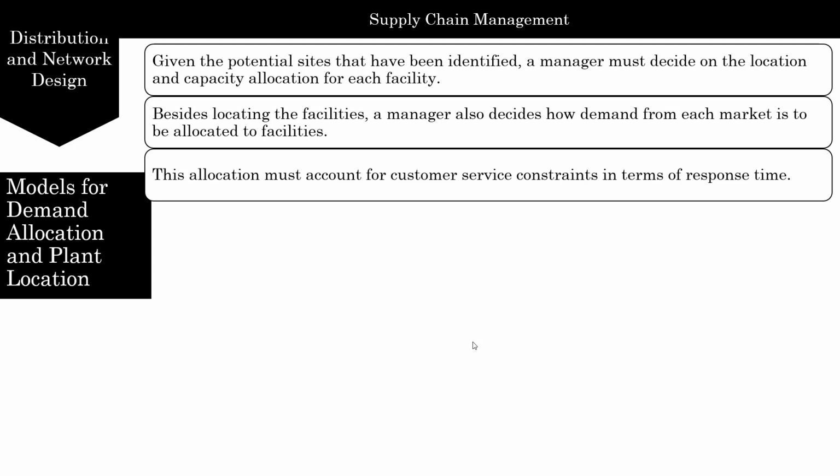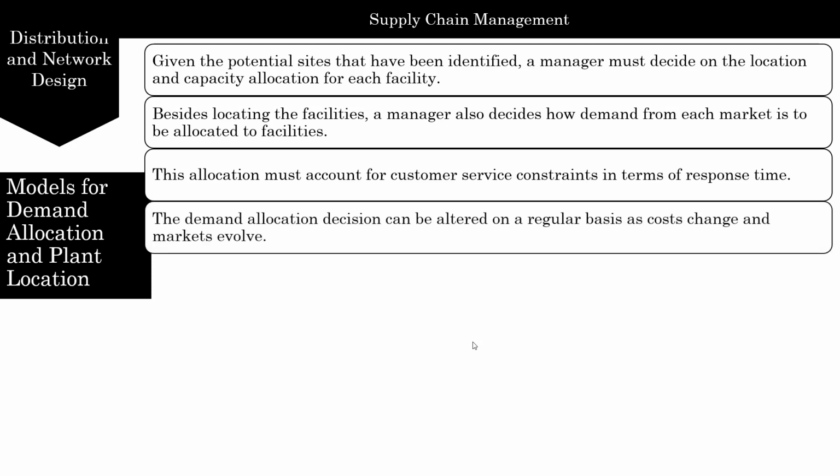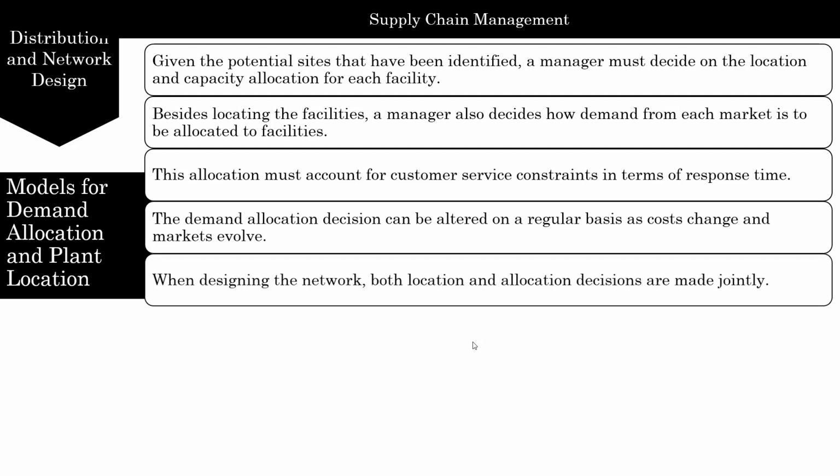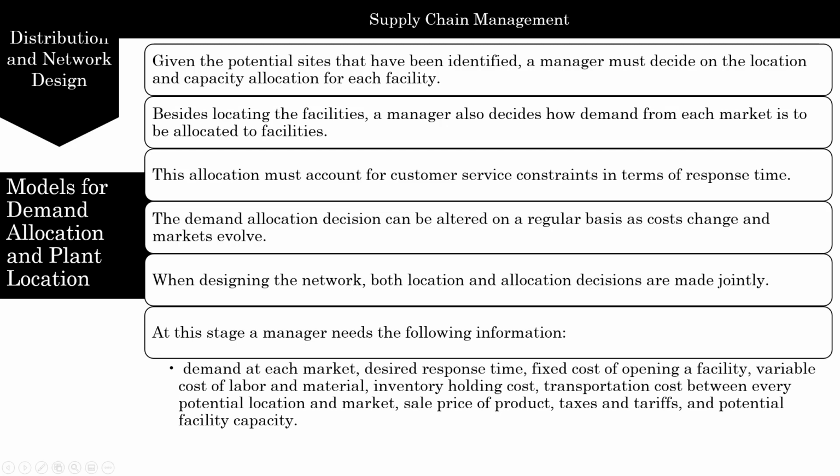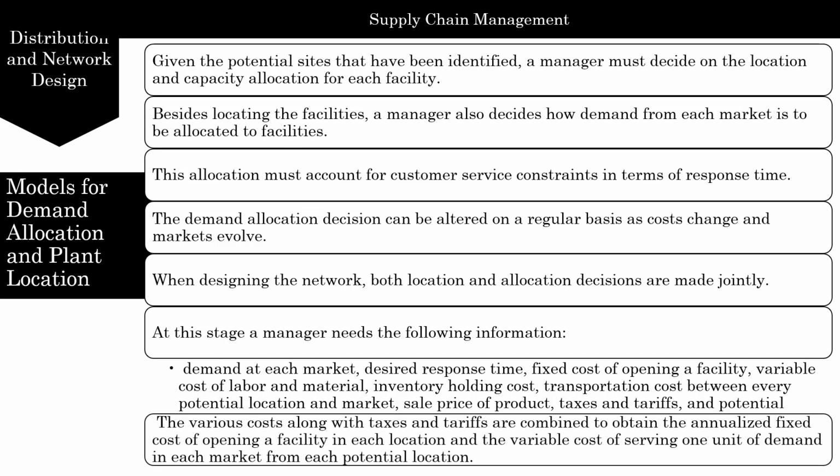Demand allocation decisions can be altered on a regular basis as cost changes and the market evolves. Now remember, setting up the facility site takes a lot of time, but demand allocation can be changed. When designing the network, both location and allocation decisions have to be made jointly, and therefore the manager needs a bunch of information. We look at demand at each market, response time, fixed cost, variable cost, taxes, tariffs, etc. So the various costs along with tax and tariffs basically give us the fixed cost and the variable cost.